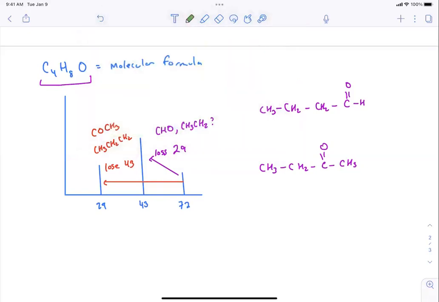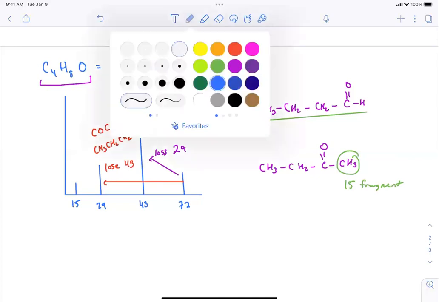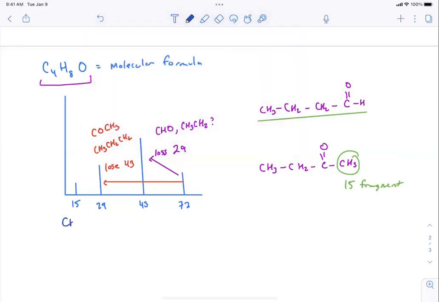Now, what I would say is this one would also have a 15 fragment that's not present in the other. So I guess if I added a 15 here, that would help my problem. Because if I have a 15 here, that fragment can only be a CH3 plus fragment. And if you notice, the aldehyde has no CH3 that can break off, because the only fragments that can break off are near those weaker or more stable double bonds of carbon to oxygen. So this doesn't have a CH3 fragment.